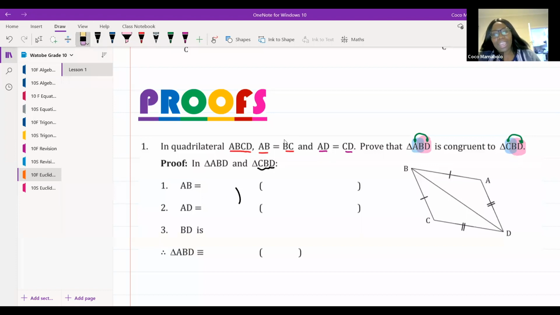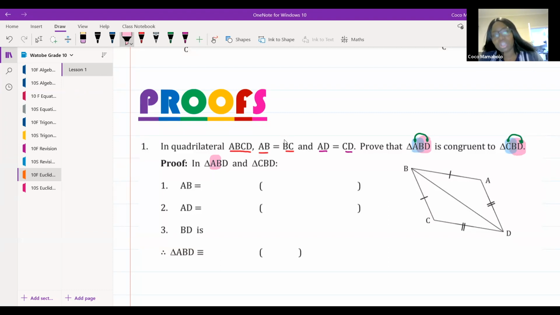Okay. In triangle ABD and triangle CBD, then we're going to grab our highlighter. It says here AB, so I'm going to go to this and I'm going to go AB. Which side is AB going to be equal to on my other triangle, guys? Tell me in the chat. AB is going to be equal to which side?